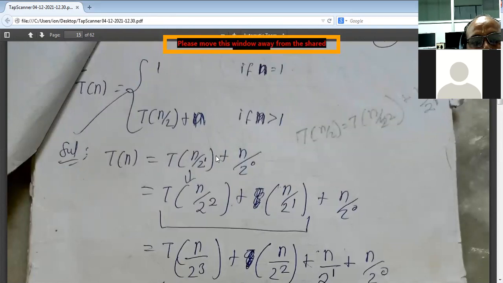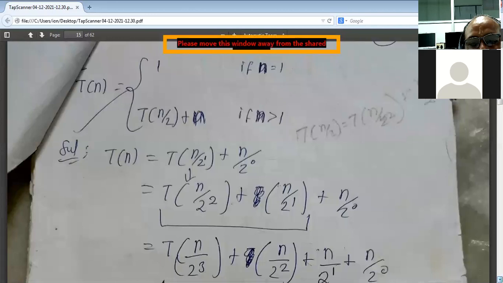Now I got this equation T(n) is equal to T(n/2) plus n. Now instead of this T(n/2), I have to substitute this value, because I have already found T(n/2) is equal to T(n/2²) plus n/2. So I have written here T(n/2²) plus n/2, and plus n is already here. So plus n I will write again here.